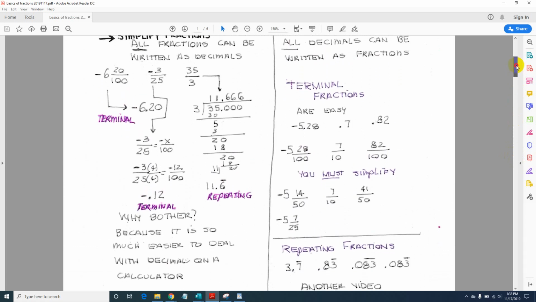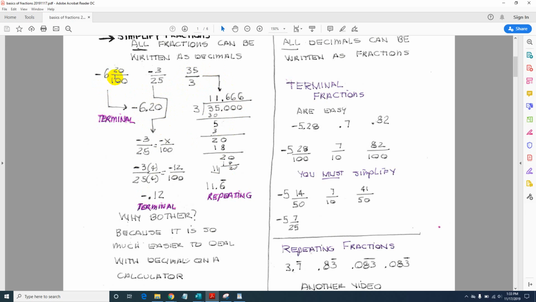Okay? Now, all fractions can be written as decimals, and all decimals can be written as fractions, right? Now, on the left side here, all fractions can be written as decimals. There are 2 kinds of decimals you can get out of these things. You can get a terminating decimal or a repeating decimal. But the way that always works is long division, right? You can always sit here and do long division, which is a pain. This one, unfortunately, you have to do long division.